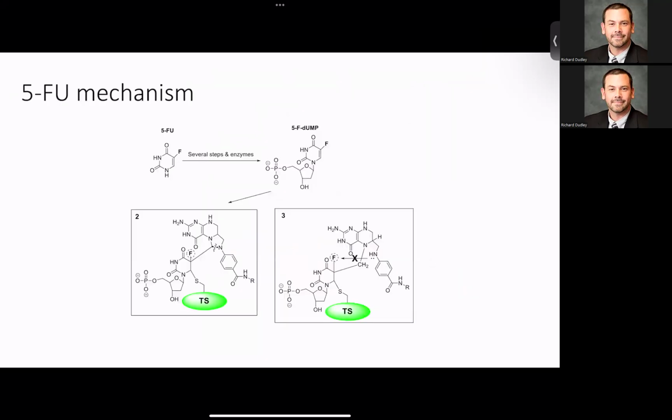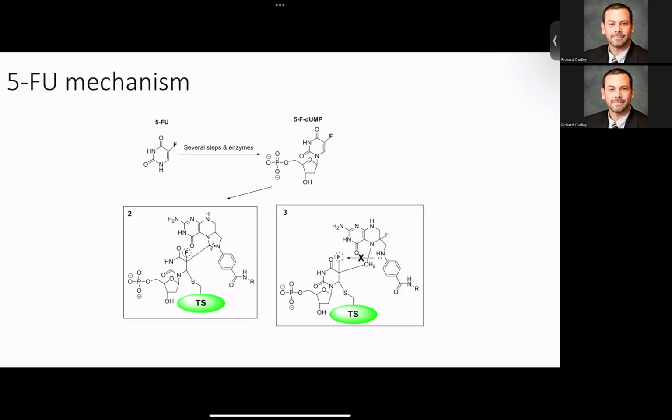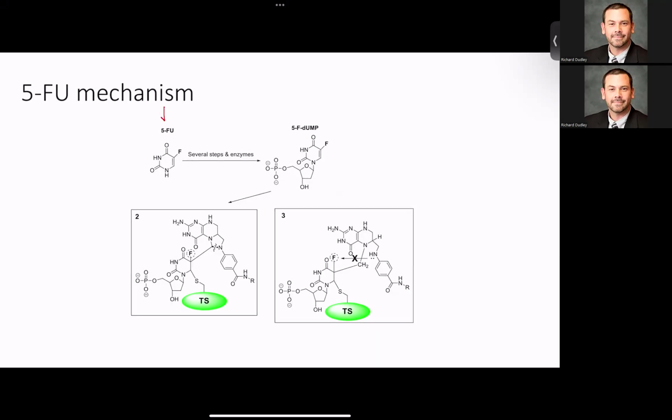Because when we talk about the mechanism of action of 5-fluorouracil, you're going to see that 5-fluorouracil, after infusion, after activation, occupies the same site in the enzyme that deoxyuridine monophosphate occupies. And the enzyme is going to try and process that drug in the exact same manner as it would deoxyuridine monophosphate.